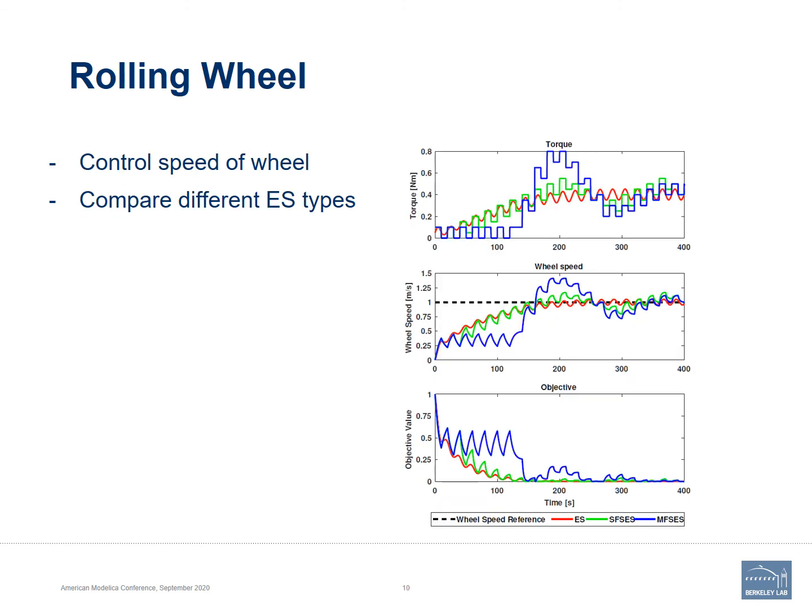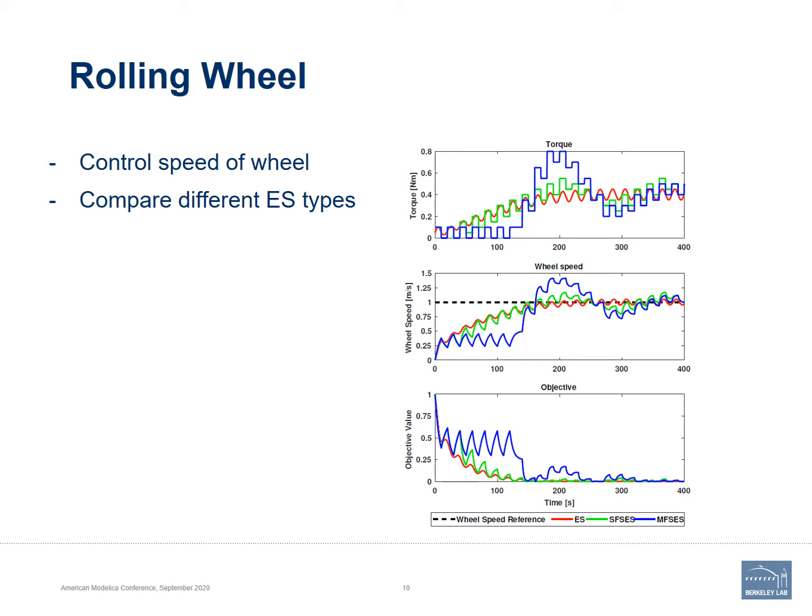In these 3 plots, we will see the outputs of this simulation. At the bottom again, we have the objective function. In blue, we see the multiple fixed step ES controller. In green, we see the single fixed step ES controller. And in red, we see the continuous ES controller. And we can see they all are able to reach the objective optimum. The first diagram shows the torque, and the second diagram shows the wheel speed.